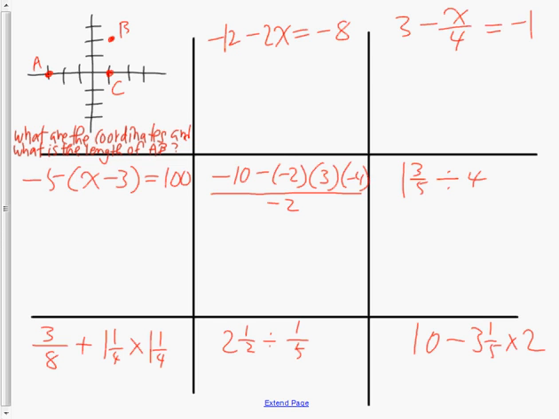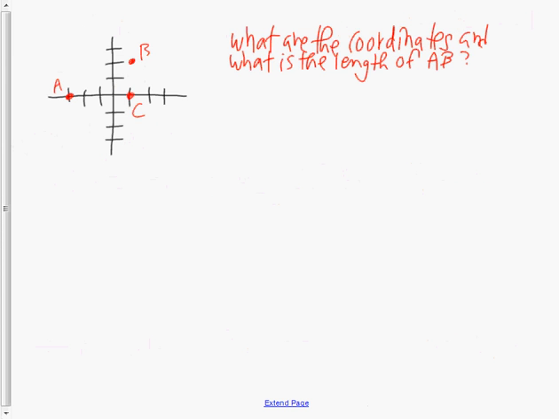So the first question is a coordinate geometry question. It says, what are the coordinates and what is the length of AB? The first thing you need to do is write the coordinates as ordered pairs. In ordered pairs, you always put your x-coordinate first and your y-coordinate second. Your x-axis is your horizontal, and your y-axis is your vertical.